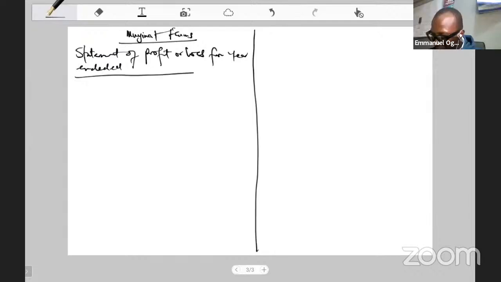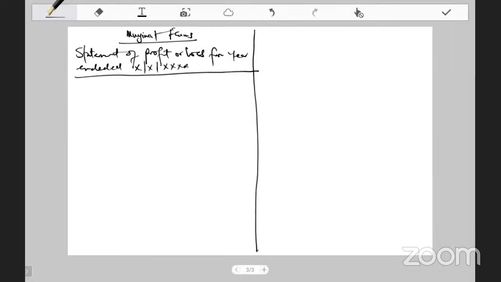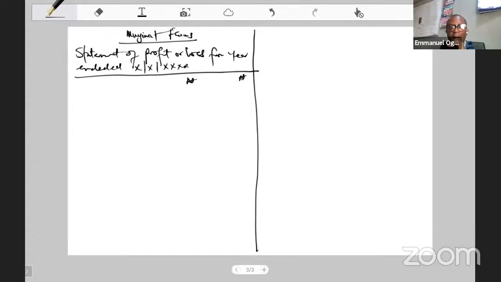Were we given the dates? No. But don't forget, in your exam, you'll be given the date. So I now put the naira here. I put the naira here. Now, I'm going to teach you something as we move ahead.